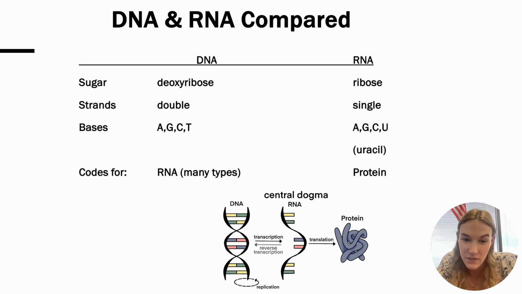The functional difference is that DNA does not encode directly for protein. It codes for RNA. And it can code for a lot of different types of RNA, which we'll talk about when we get there. And RNA codes for protein. This is really the foundation of the central dogma, which is very important, but I don't want you to stress too much about that right now. I do want you to know that DNA codes for RNA and not directly protein, and I do want you to understand that RNA is going to code for protein.